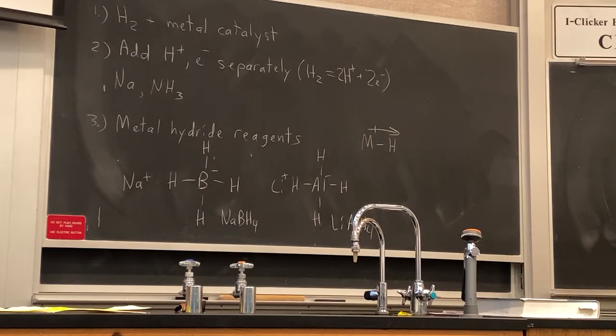Okay? Now, hydride is the term we use for H-. We've learned about sodium hydride before, a strong base that can be used to make acetylides. It can be used to make alkoxides.